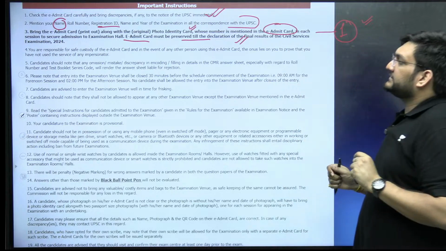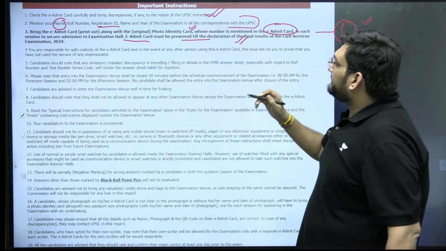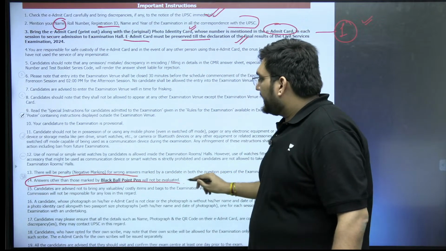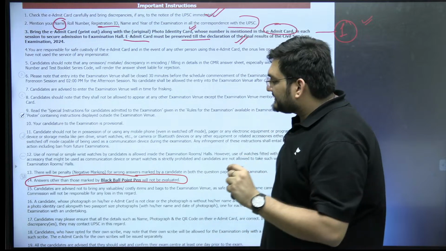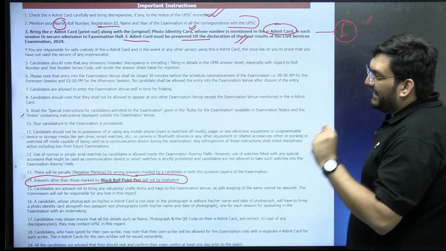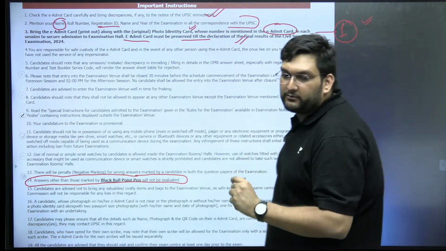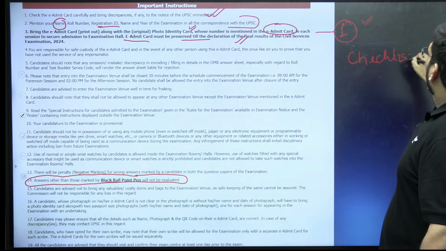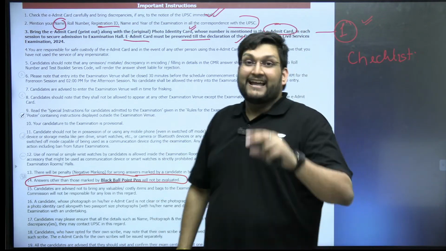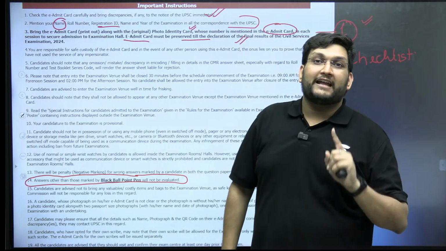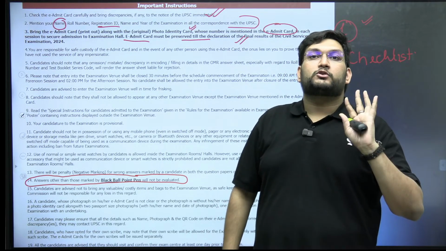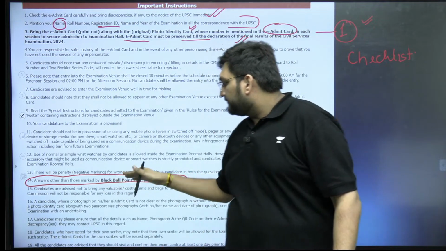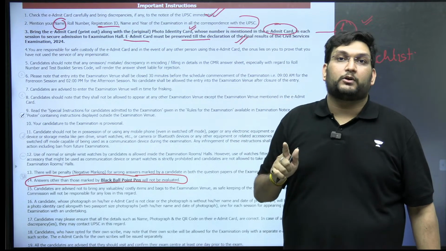Then one more interesting thing is mentioned here. As always, please remember that the only pen you can use in the examination is a black ballpoint pen. Answers other than those marked by a black ballpoint pen will not be evaluated. So as a checklist, make sure that you have a black ballpoint pen, at least 5 to 6. Don't take one, take 5 to 6 with you, so that if they stop working on that day, you at least have backups. So the black ballpoint pen is the second important thing.